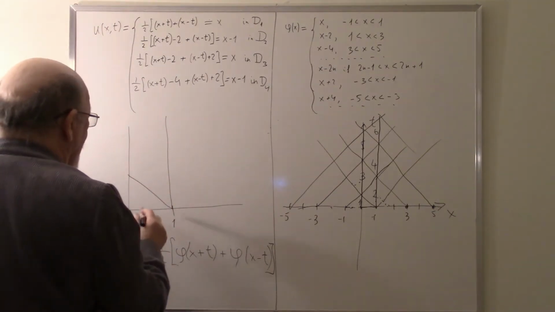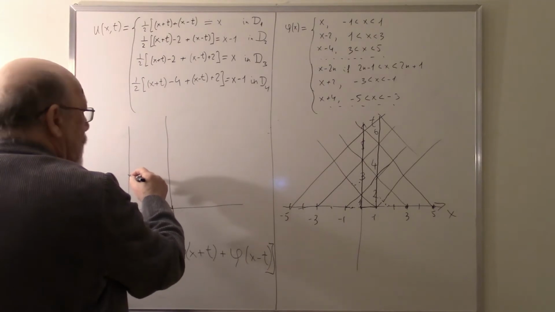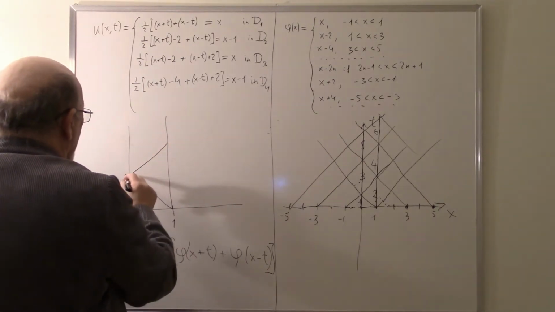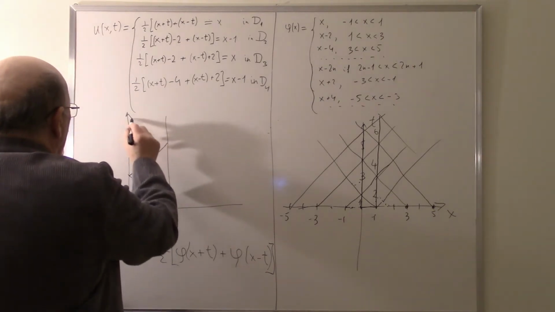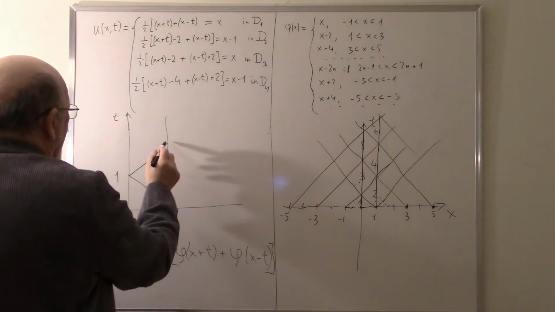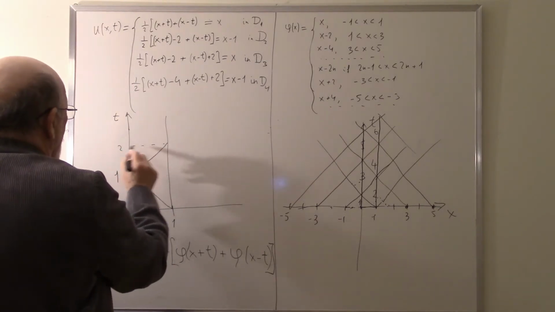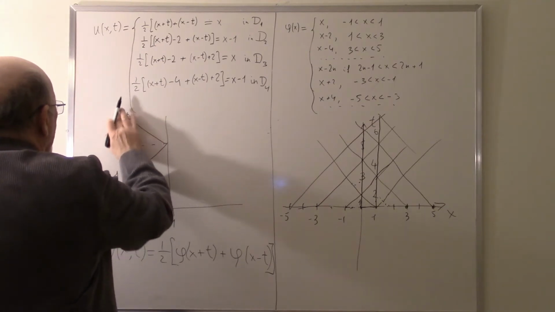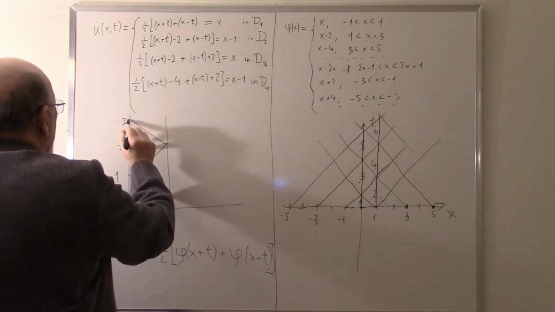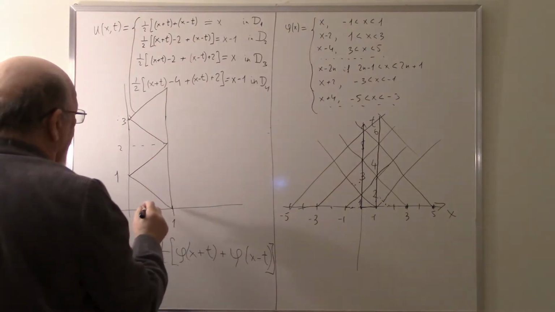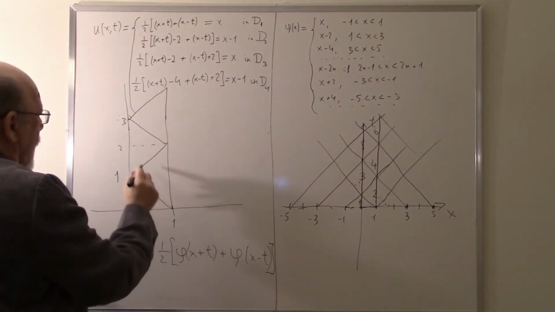This way. Then this way. So it is t, it is 1, so t is 1, so t is 2, 3, and so on. So it's domain number 1, domain number 2.